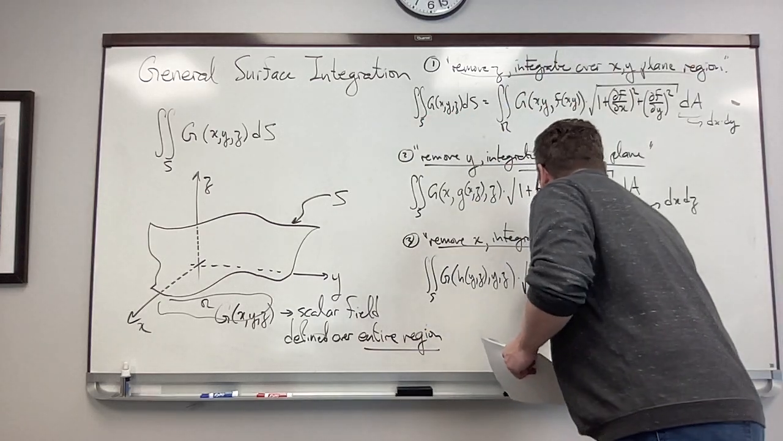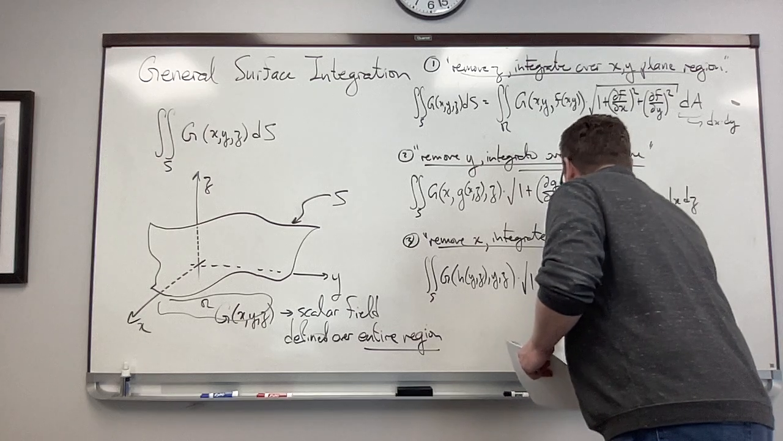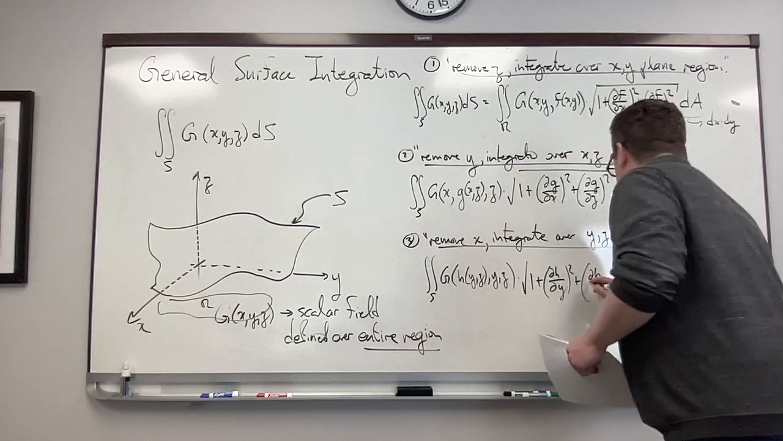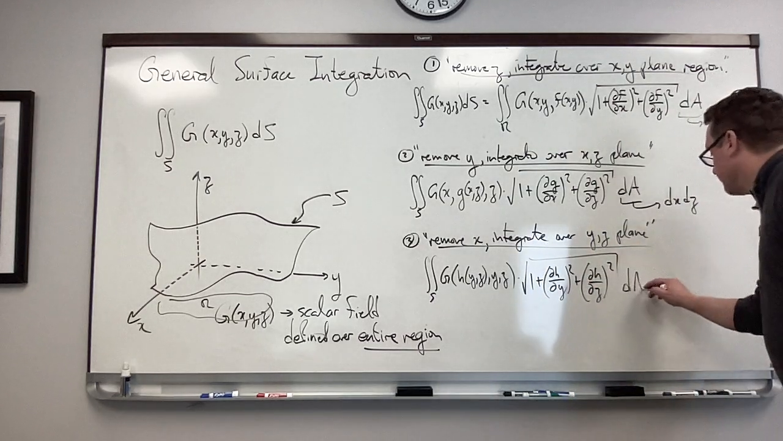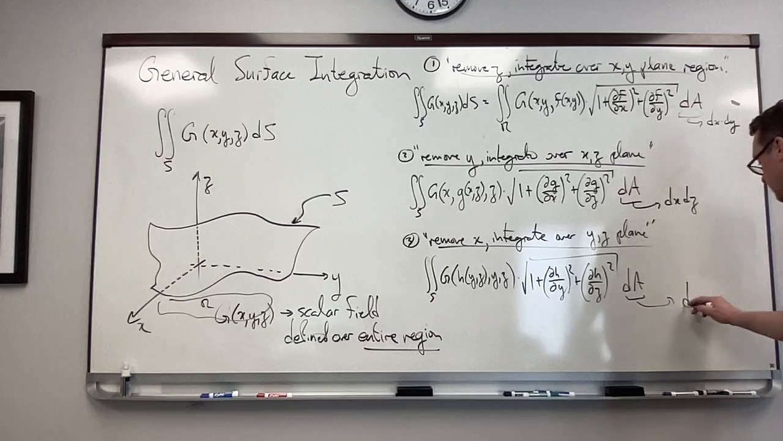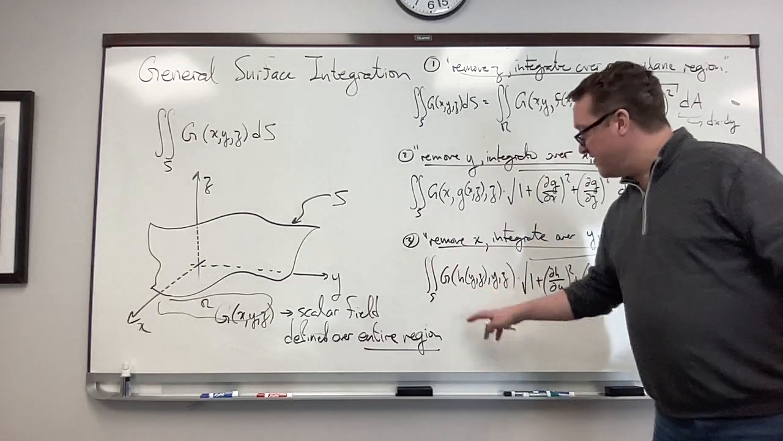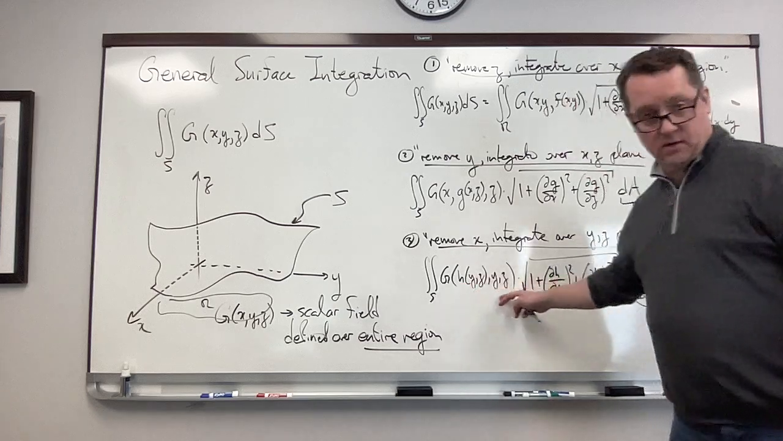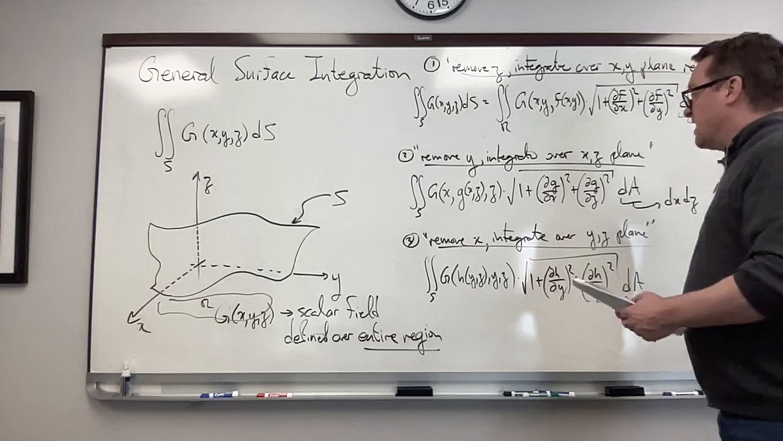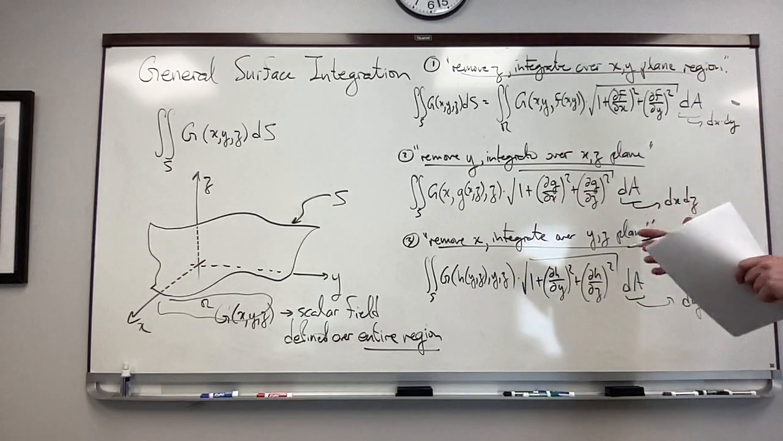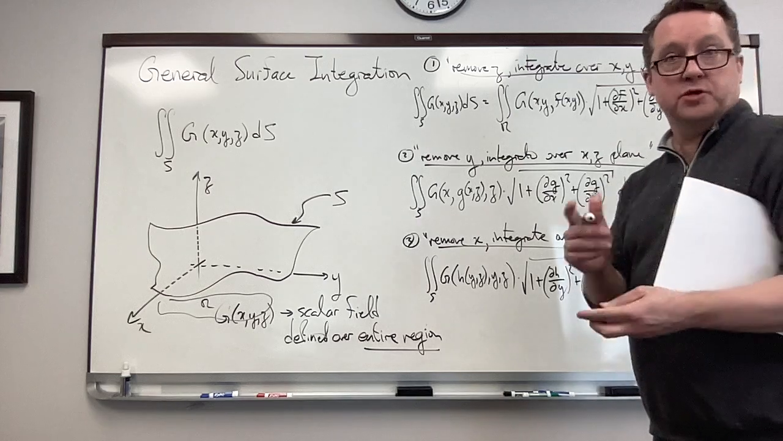Square root of 1 plus, now you get partial h partial y squared plus partial h partial z squared, dA, this will be dy dz. These will be limits of y, limits of z. There'll be no x left in here once we make that removal. Okay, so those are the options. That's how we set up a surface integration solution.